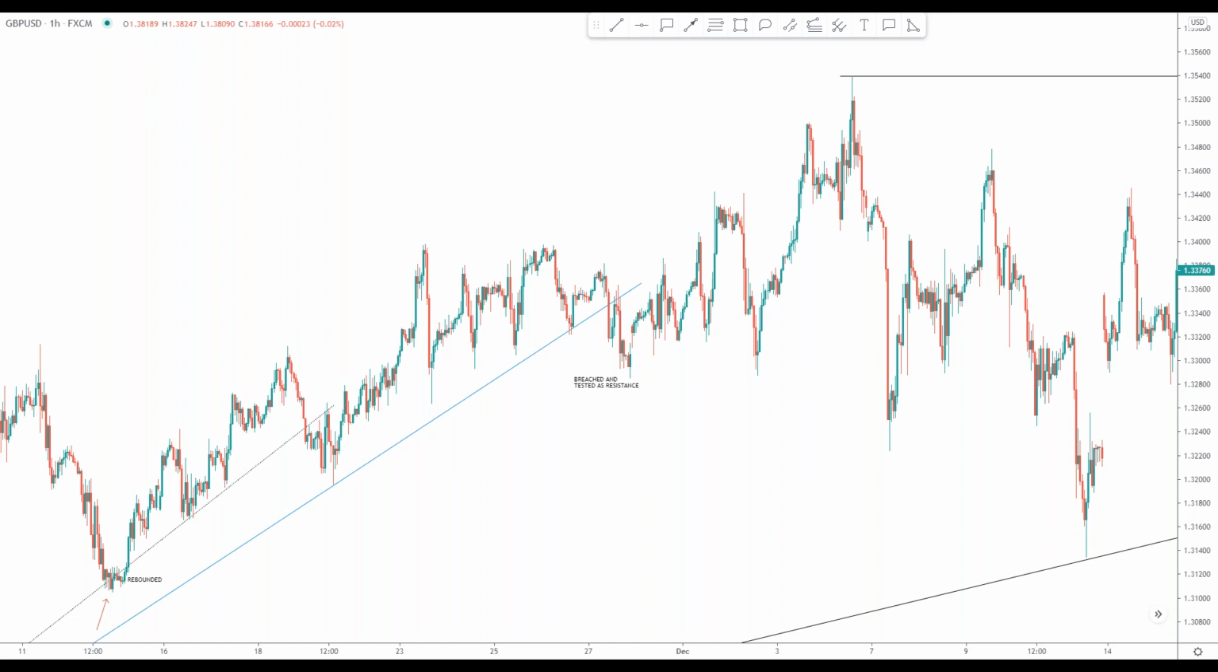So if a support and resistance area converges with trend line support and resistance, this is confluence for me.